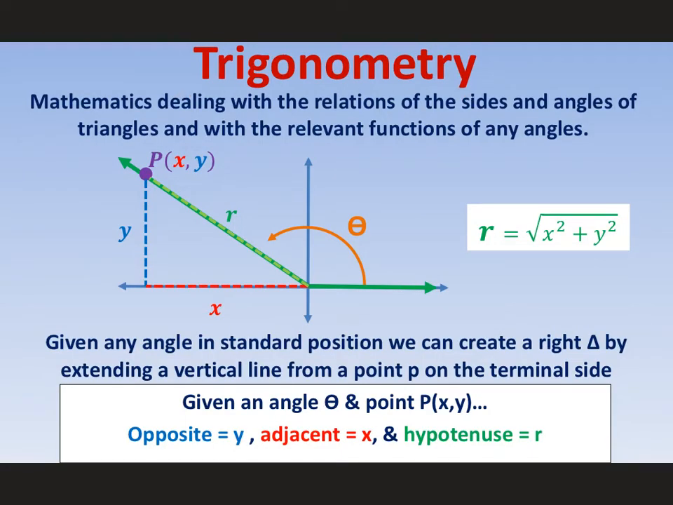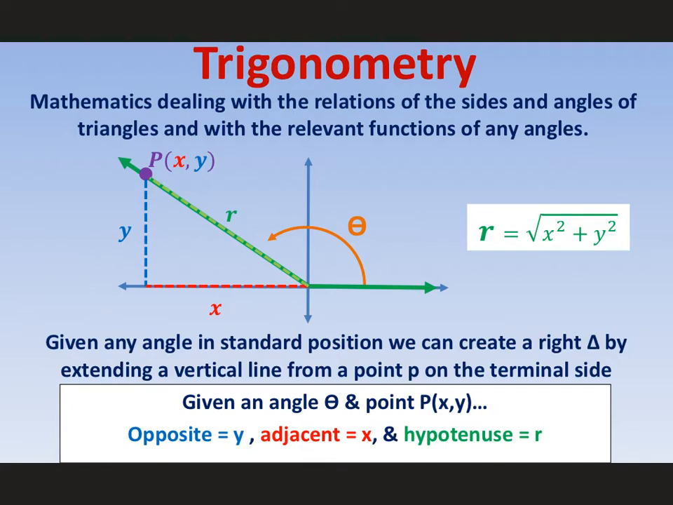Trigonometry is mathematics dealing with the relationships between sides and angles of a triangle and the relevant functions of any angle. Given any angle in standard position, we can turn it into a right triangle by extending a vertical line from the point P to the terminal side. Our angle here is this green angle, and we made it into a right triangle by drawing a vertical line down to the x-axis.